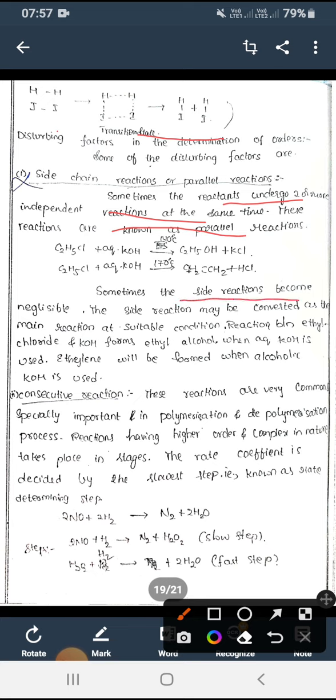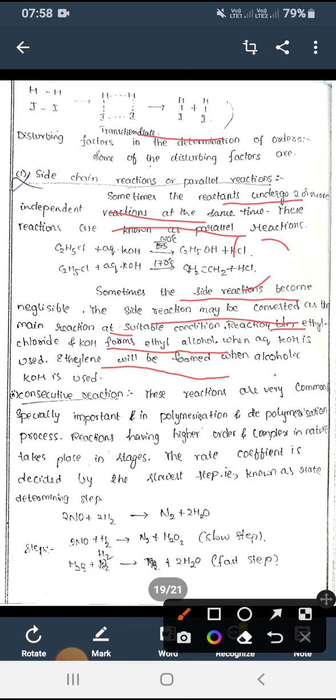So here sometimes the side reactions become negligible. Why? Because here the side reaction can become the main reaction at suitable conditions. So the reaction between ethyl chloride and KOH forms ethyl alcohol when aqueous KOH is used. Then ethylene will be formed when alcoholic KOH is used, right? SN1 and SN2 reactions, so this is nothing but side chain reactions.